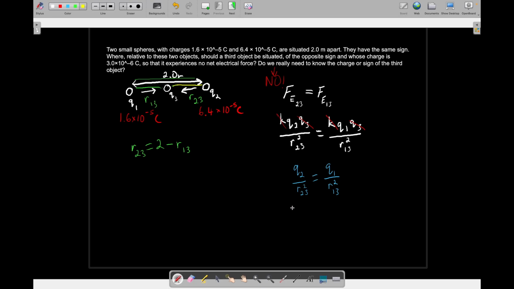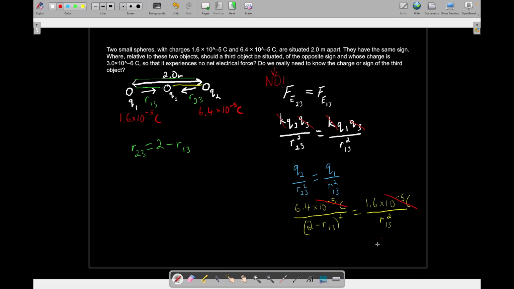Alright, so now let's just plug in Q2 and Q1. That would be 6.4 times 10 to the negative 5 coulombs over R23, which is going to be (2 minus R13) all squared, equal to 1.6 times 10 to the negative 5 over R13 squared. And we can cancel out a few things here. We can cancel out the 10 to the negative 5 coulombs on either side, so let's put a red X through it.